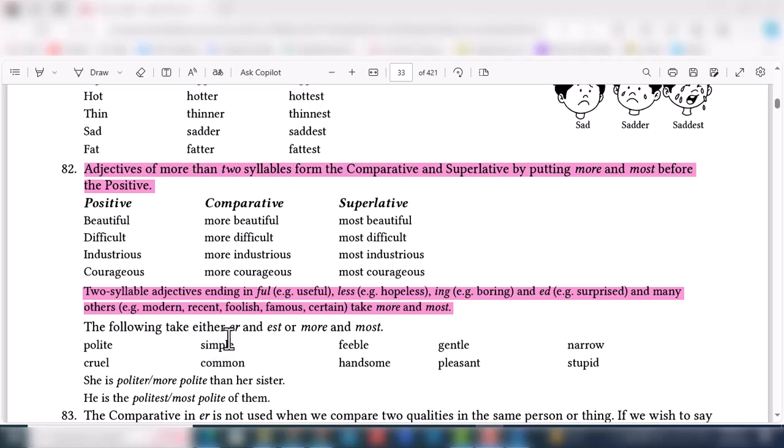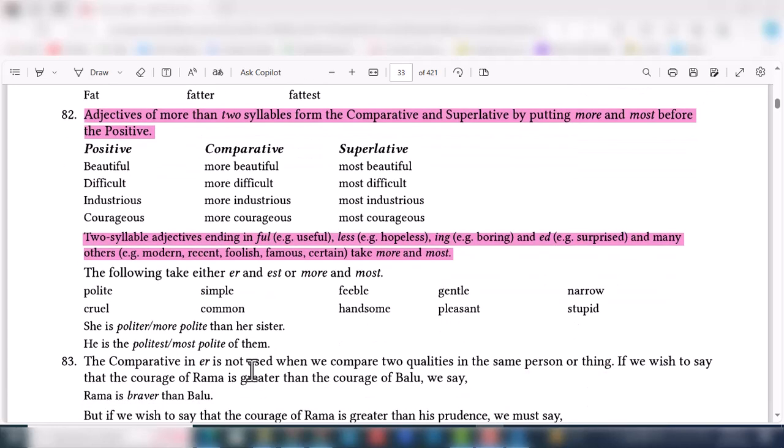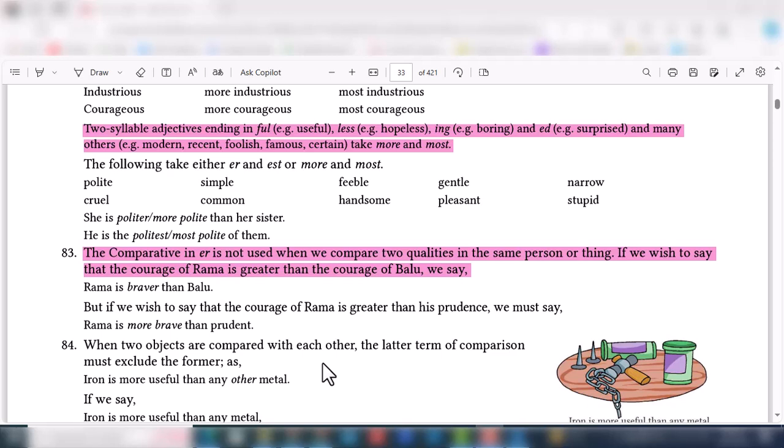Then the following can take either er or est, or more and most. That means we can use more and most here. For example, she is polite, she is more polite, or she is most polite. Then the comparative in er is not used when we compare two qualities in the same person or thing. We add more and most to make the comparison of these two qualities. If we wish to say that the courage of Rama is greater than that of another person, we must say Rama is more brave than that person.